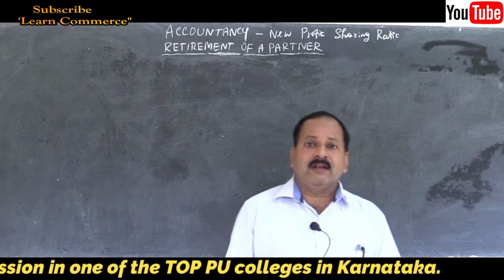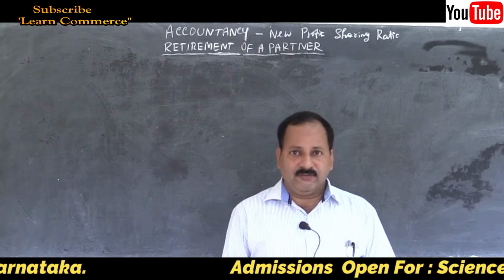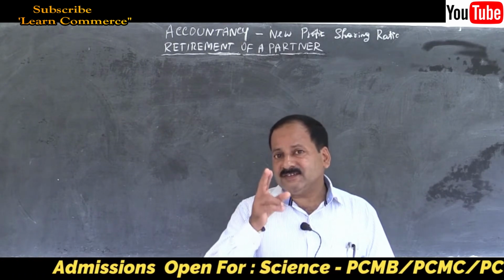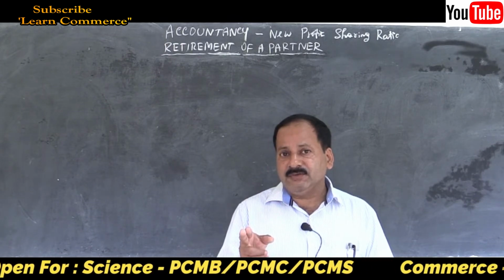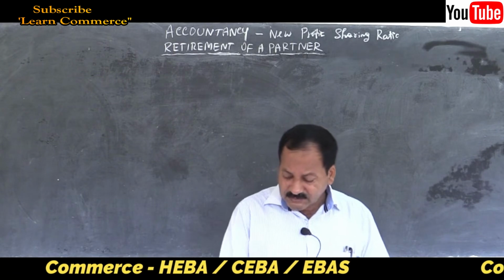And we have to calculate new ratio by adding gain ratio to the old ratio. That is, old ratio plus gain ratio is equal to new ratio. You know the formula, correct? So let us solve the problem.